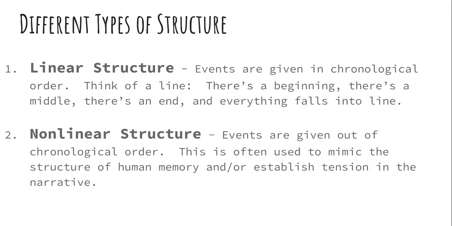So that's going to be your Freytag model. That's going to be your exposition, rising action, climax, falling action, denouement. Everything goes in a straight line. Nonlinear, however, is much different. Events are given out of chronological order.